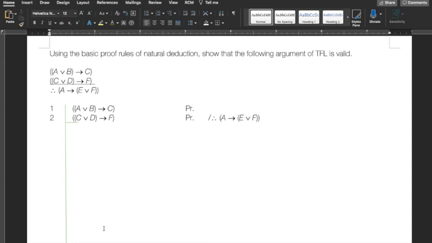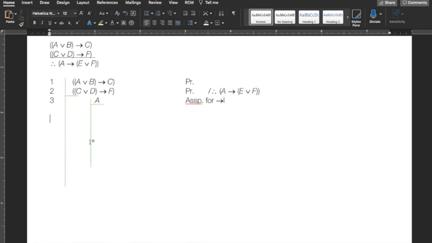So our conclusion is if A, then E or F. The main connective is that conditional. That tells us we should start with a conditional introduction at line 3. What should we assume? We should assume the antecedent. And we mark with our vertical line that we're starting a subproof, as usual. There's nothing more we can do with just A on its own, so we need to look at our assumptions and our conclusion as a guide for where to go from here.